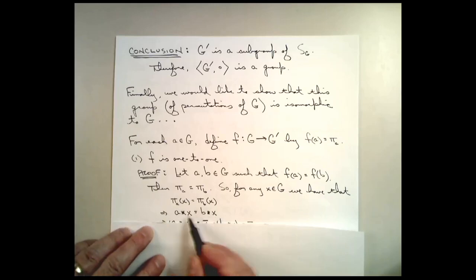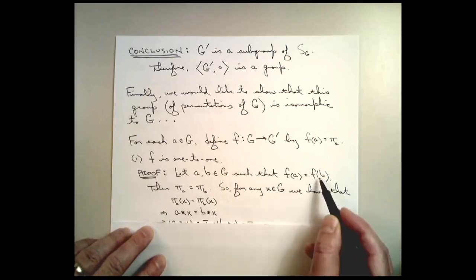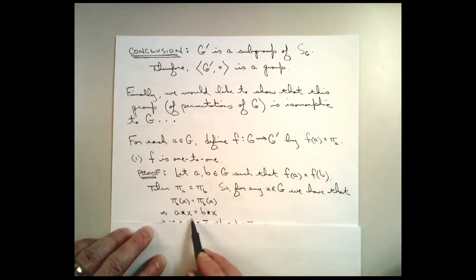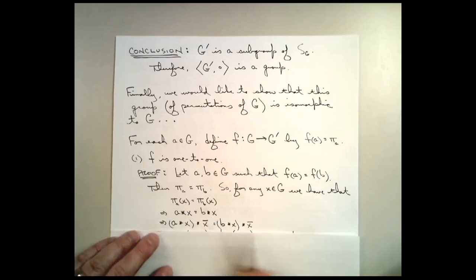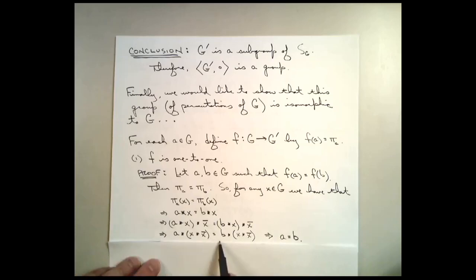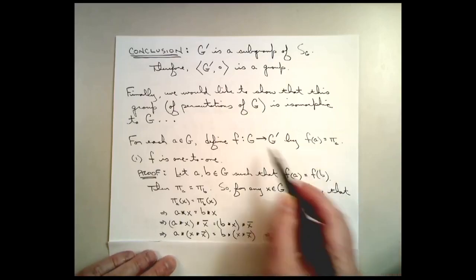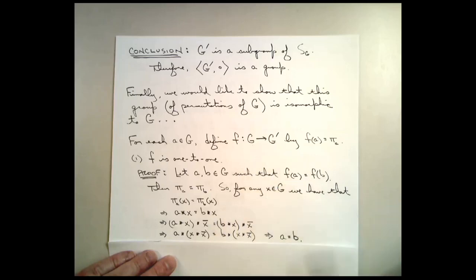But then I can multiply both sides, right? Remember what my goal is. My goal is to show that A and B are the same. Well, X is in a group, so X has an inverse element. Let's multiply both sides on the right by X inverse. And after using a little associativity, we can conclude that A and B are the same. So this does, in fact, show that this function that we're defining between G and G prime is one-to-one.